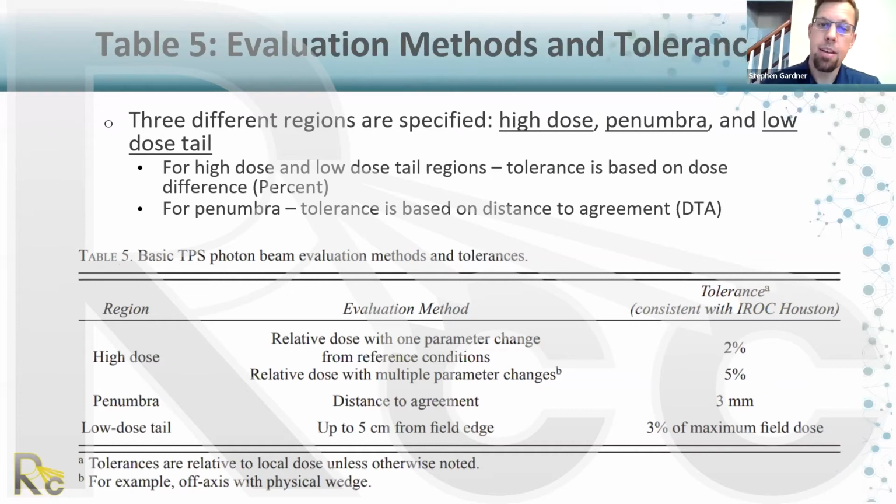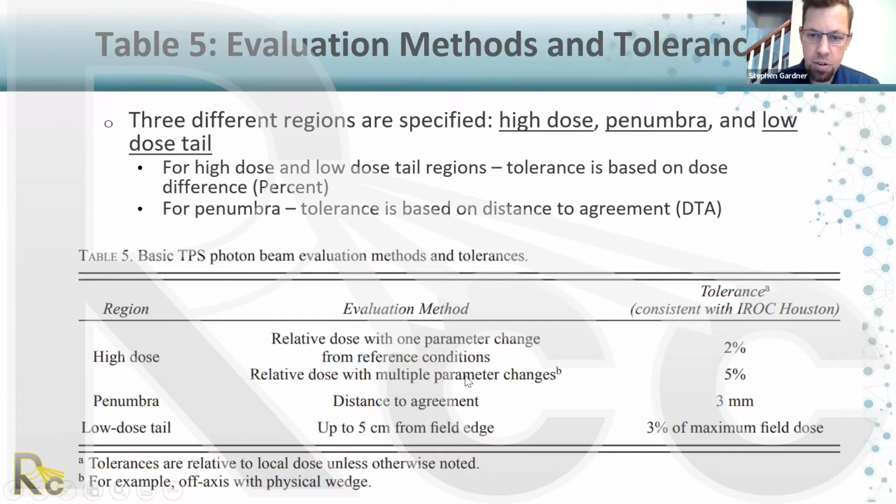When you do the testing, the MPPG 5A report offers some recommended tolerance values. They created these to be consistent with IROC Houston. This is the main supplier of anthropomorphic phantoms and output verification and a bunch of other services that really allow us to be consistent within the medical physics community.